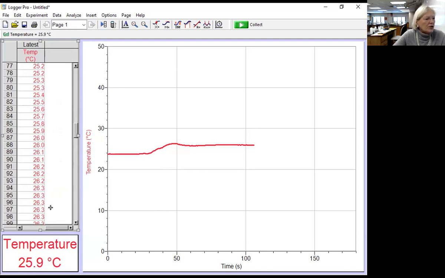Right here is our highest. 26.3 is our highest. Right here would be 26.3. So I have the temperature data in our data table, and now we'll finish up our calculation.